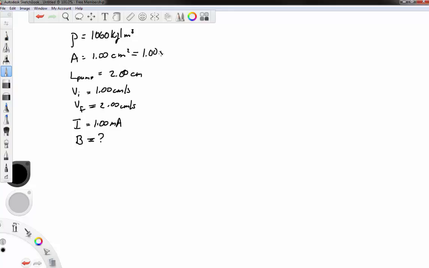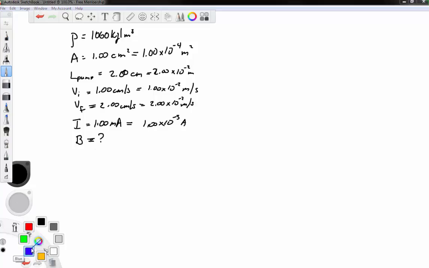So this becomes 1.00 times 10 to the minus 4 square meters. This becomes 2.00 times 10 to the minus 2 meters. This is 1.00 times 10 to the minus 2 meters per second. This is 2.00 times 10 to the minus 2 meters per second. And this, of course, is 1 times 10 to the minus 3 amps. Now that we have that out of the way, let's actually solve the problem.